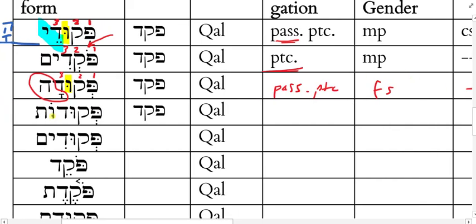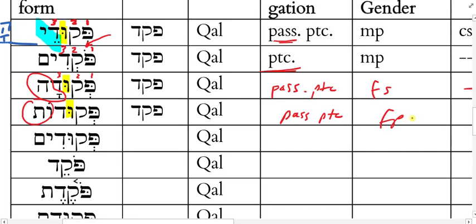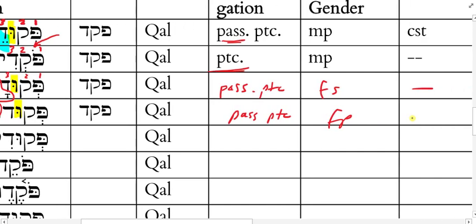Now, over here we have pekudot. Pekudot. Now, does anything jump out at you to tell you whether this is an active or passive participle? That's shureq. Okay, good. So we know that that's got to be a passive participle too. What gender and number is it when it's got ot? Feminine plural. Is it construct or not? Okay. Could it be absolute?